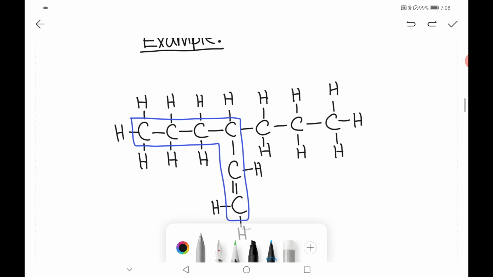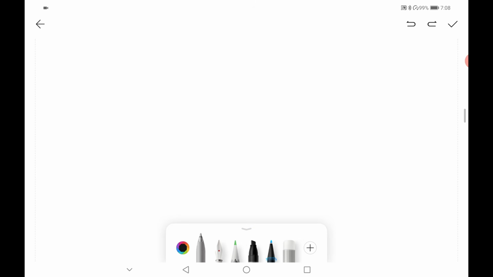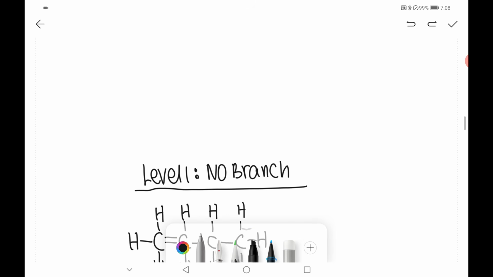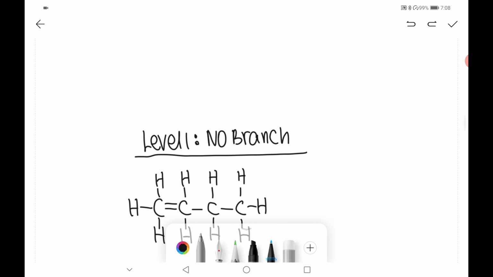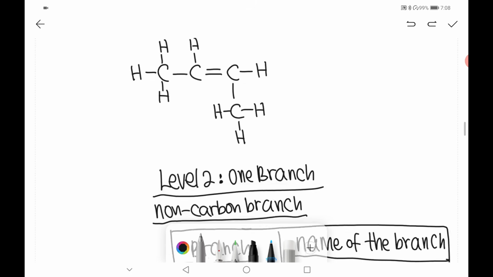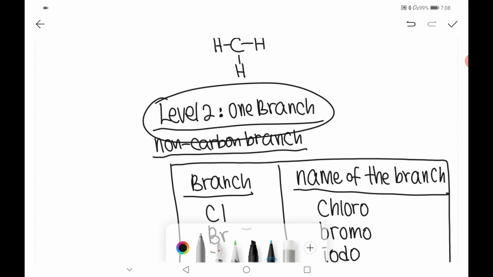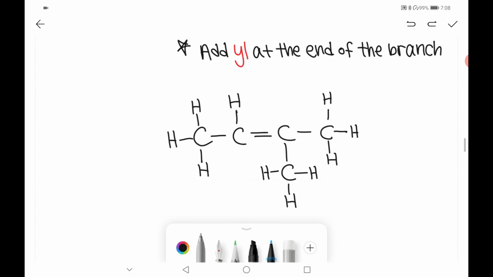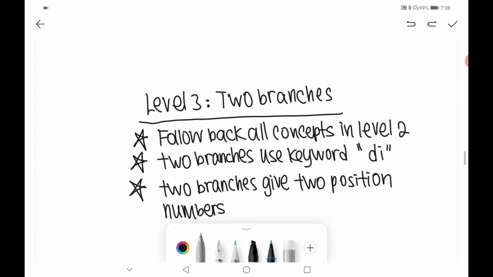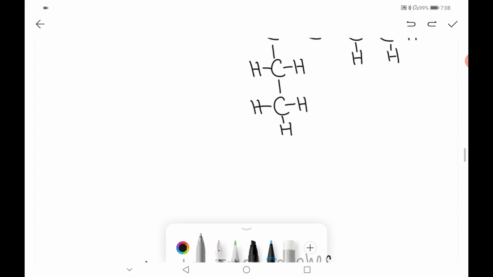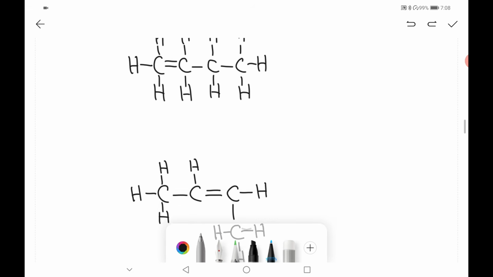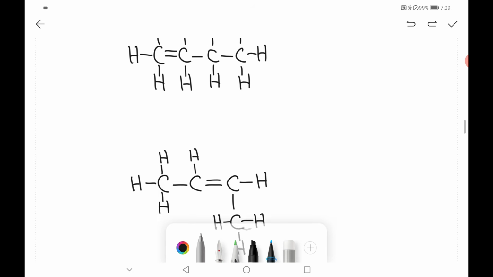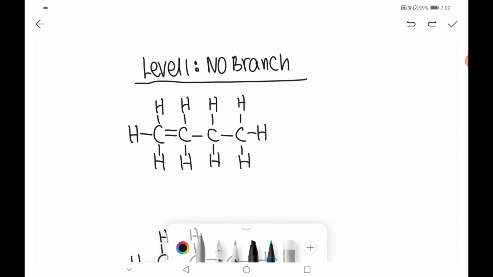So as you can see, just like what we learned previously, we have level 1, level 2, and level 3. Level 1, there's no branch. Level 2, we have 1 branch. And level 3, we have 2 branches. So we will start with level 1 first. For level 1, there are 2 questions here, which we will do together.